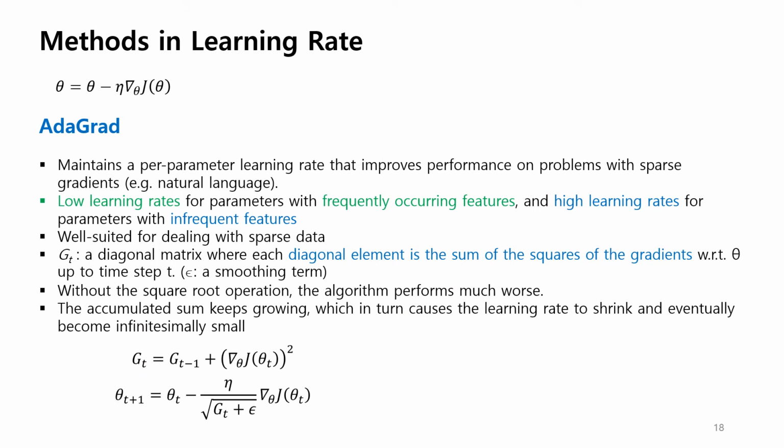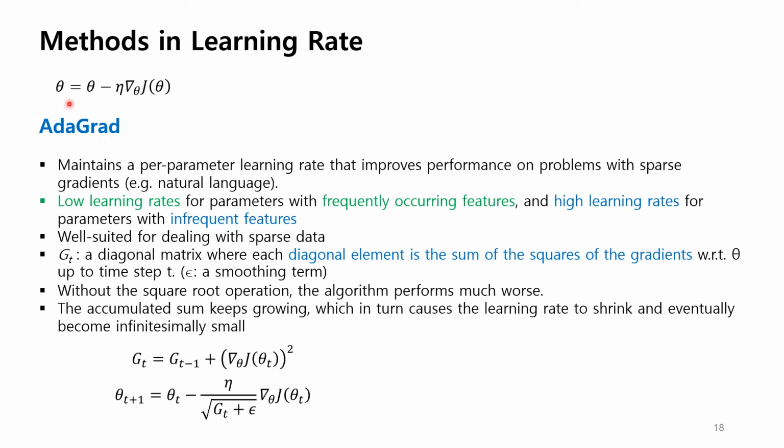Next topic is about methods for improving the learning rate in gradient descent. This is the basic form of gradient descent, and this is the learning rate, a constant. We assumed it is constant so far. This learning rate is the same for every parameter and every iteration. So we are going to change it in these methods.